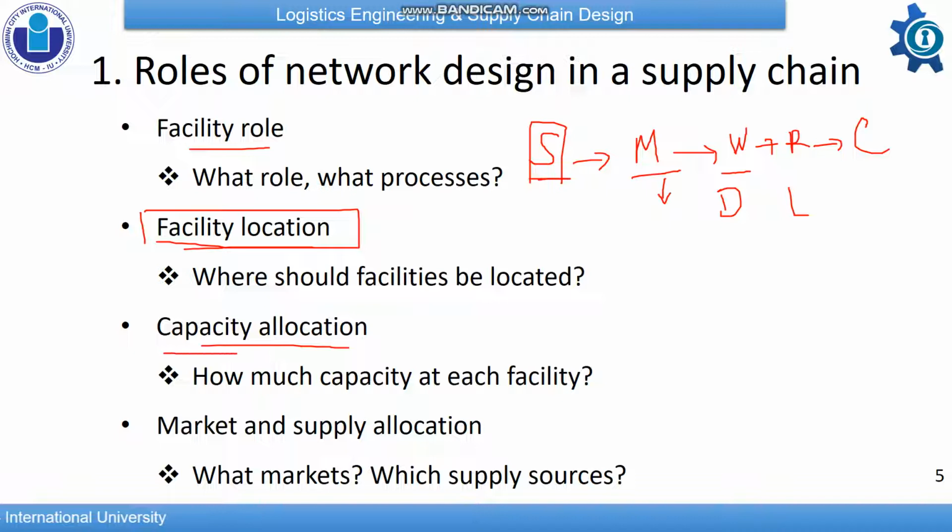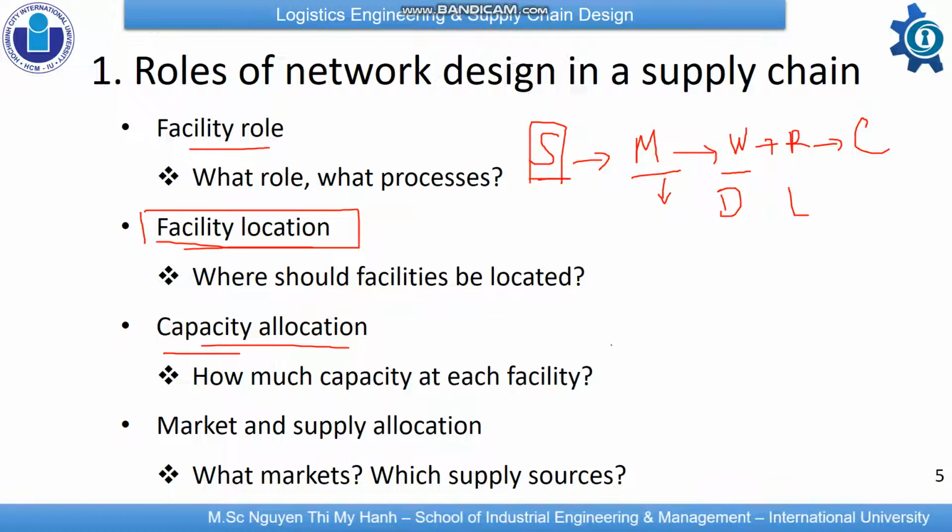The next one is capacity allocation. You have to determine how much capacity should be allocated at each facility. Capacity allocation can be altered more easily than location, but capacity decisions tend to stay in place for several years.